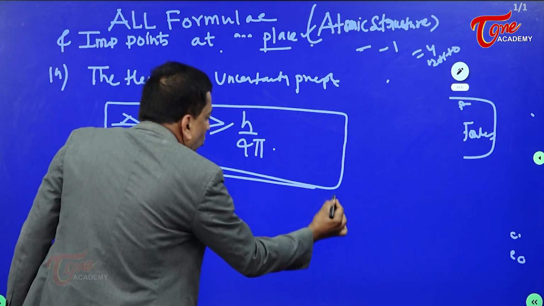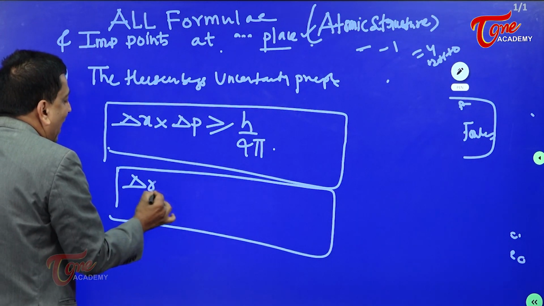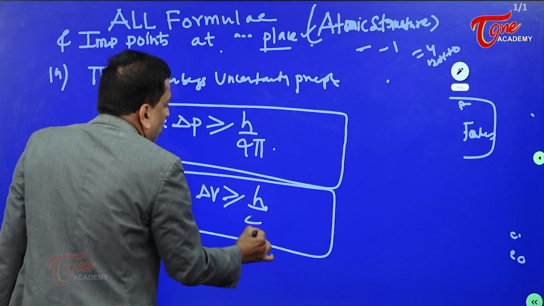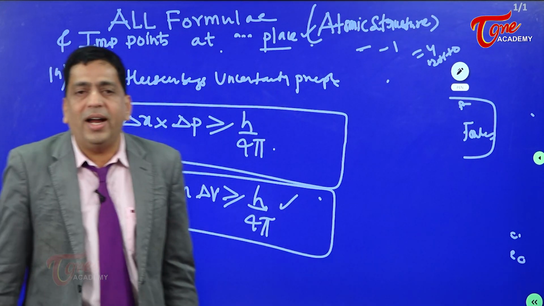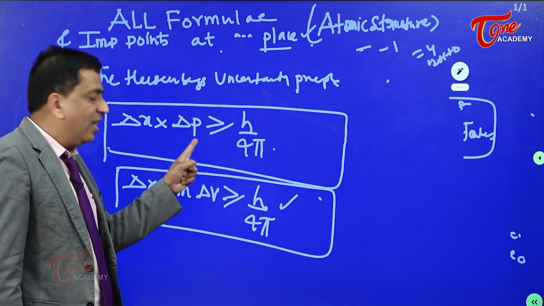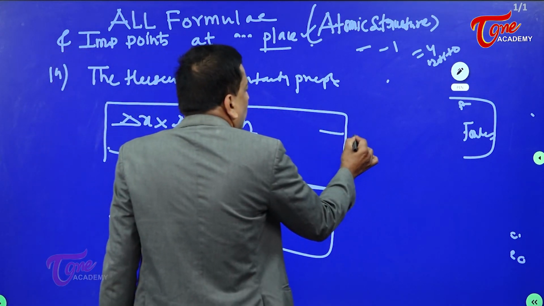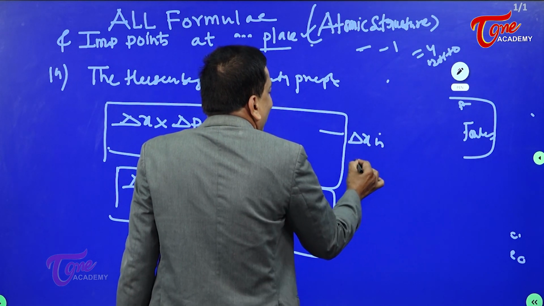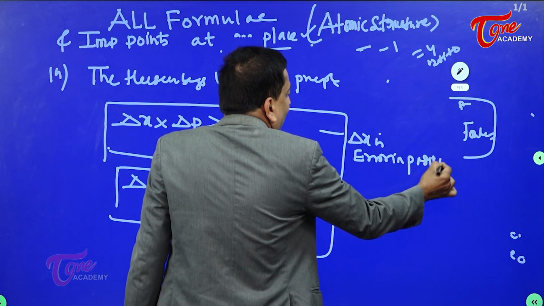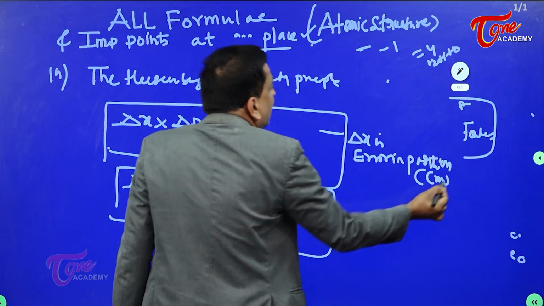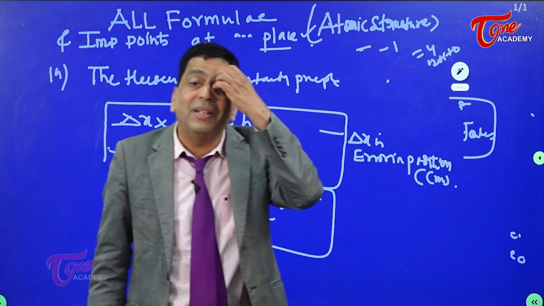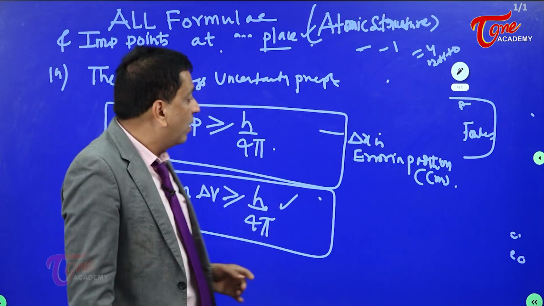Otherwise, we can write this as delta x into m delta v is greater than or equal to h by 4 pi. You must understand. This is the thing. What is this? The product of errors is constant, where delta x is the error in position. Now, position has a value in centimeters. It's nothing but the distance of the nucleus to a particular orbit. That's nothing but the radius which is found out by Bohr. I explained this.